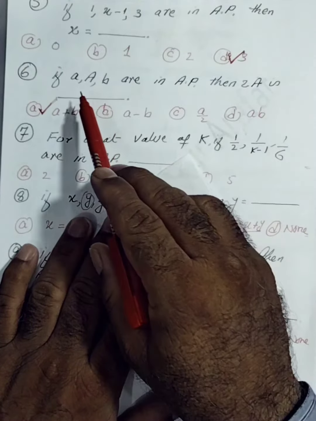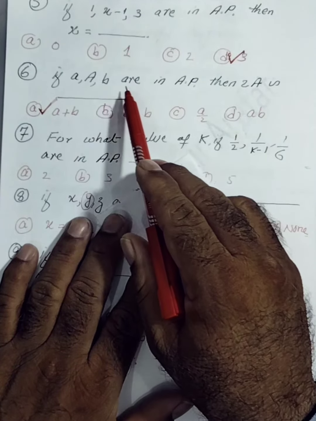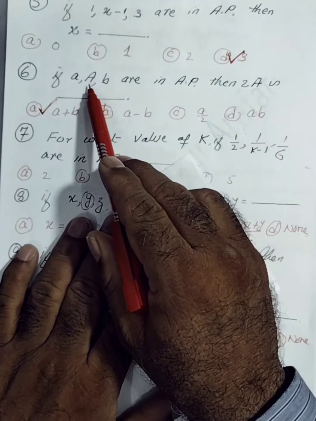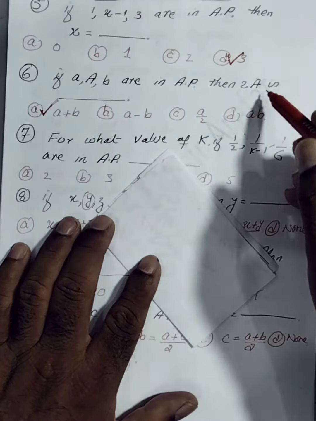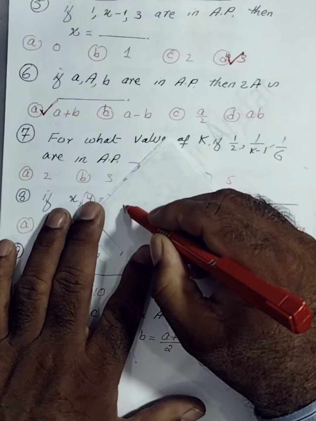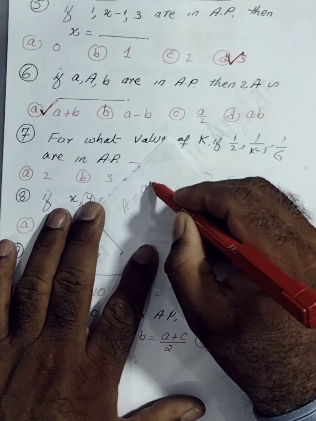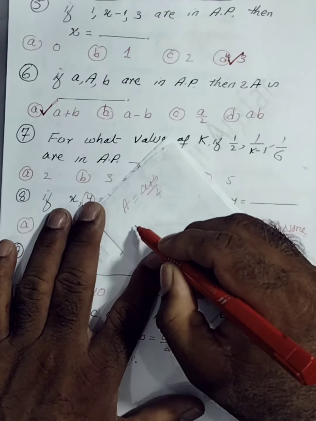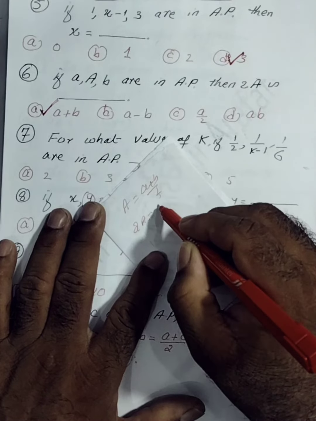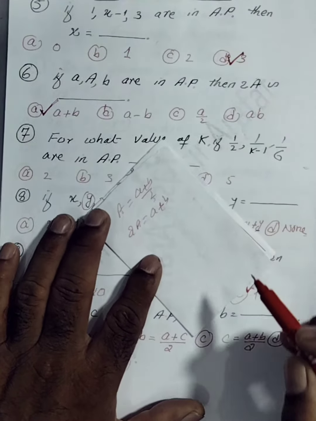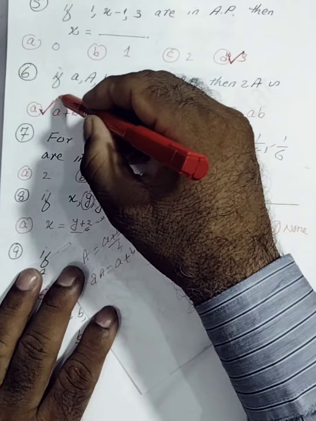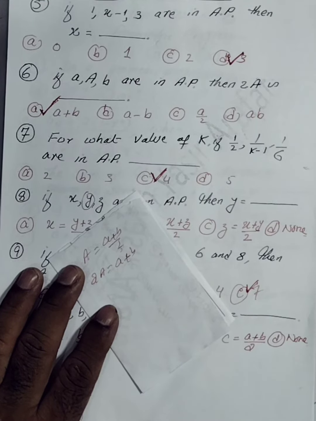Now come to the sixth MCQ here. If a, capital A and b are in AP, where capital A represents the arithmetic mean, then the value of 2A will be equal to? So we know that A equals a plus b upon 2. We shift this to here, so the value of 2A is equal to a plus b. So the A option is correct.